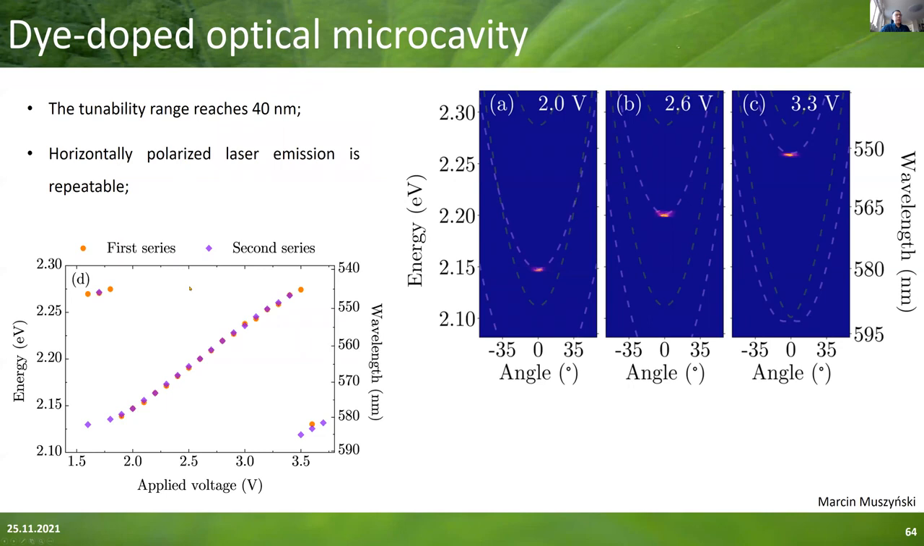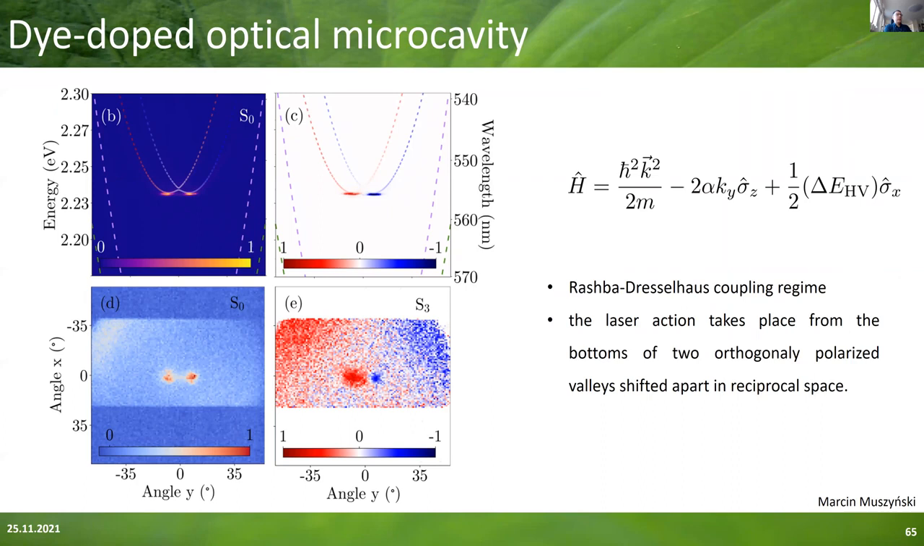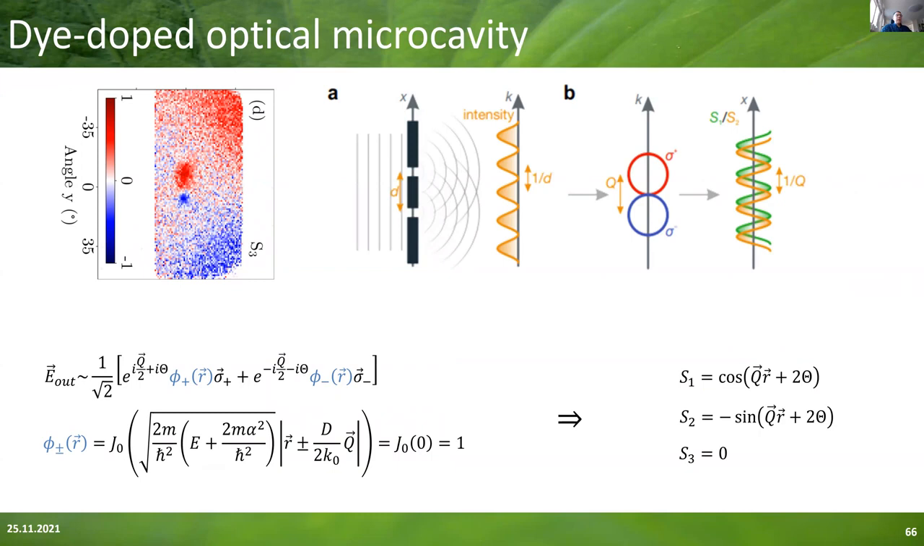But an interesting thing occurs when we tune our system to the Rashba-Dresselhaus mode, and then we observe this sigma plus sigma minus lasing. Now we have a laser action which takes place from the bottom of two orthogonally polarized valleys. This is observed in energy-momentum coordinates, or in reciprocal space as two spots. But we can also observe it in real space, and we expect that from those two spots we should observe the persistent spin helix in our system.